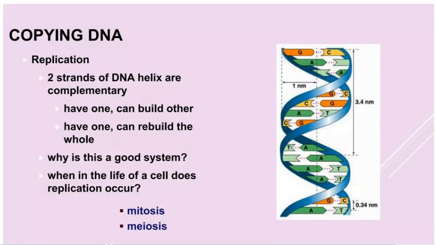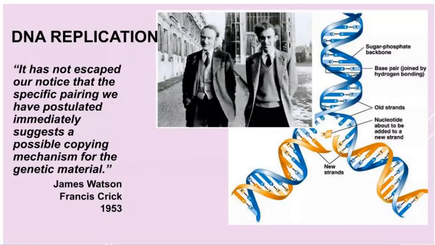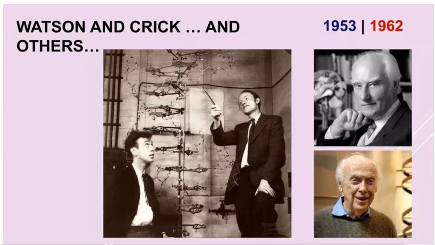So copying DNA, you know the replication: the two strands of the DNA helix are complementary. Having one, you can build the other; having one, you can rebuild the whole. Why is this a good system? When in the life of a cell does replication occur? Mitosis and meiosis. So DNA replication: it has not escaped our notice that the specific pairing we have postulated immediately suggests a possible copying mechanism for the genetic material. So Watson and Crick and others.